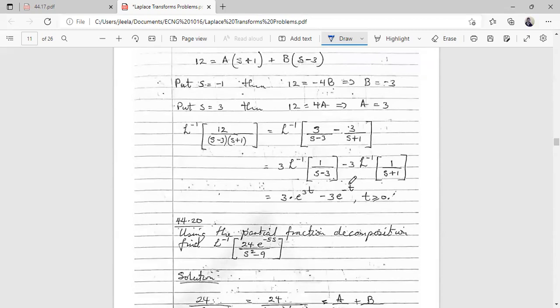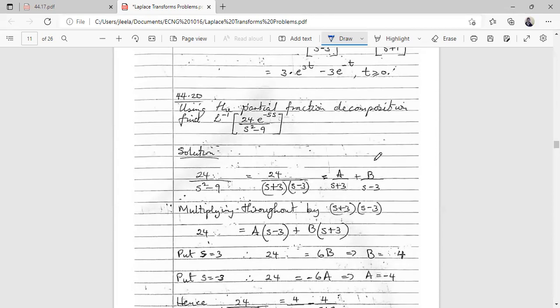And now you could just pull out the 3. So you have 3 times the Laplace inverse of 1 over s minus 3, minus 3 times the Laplace inverse of 1 over s plus 1. Then you take the inverse of 1 over s minus 3, that would be e to the 3t, and you have your 3 outside, so you multiply it, and then your minus 3 multiplied by e to the minus t, for t greater or equal to 0.